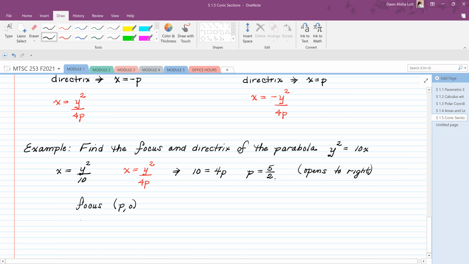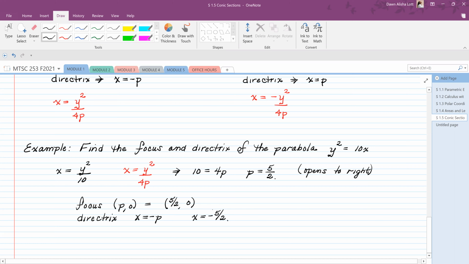And my directrix is going to be x is equal to negative p, which is negative. So this says my focus then is 5/2, 0. And my directrix is x is equal to negative 5/2.